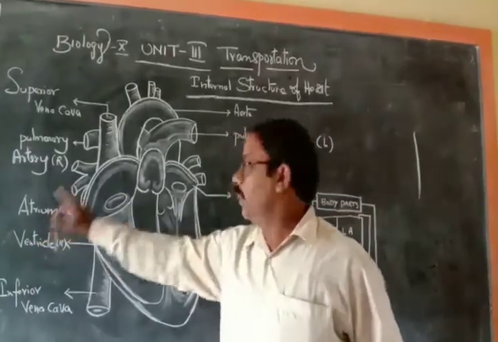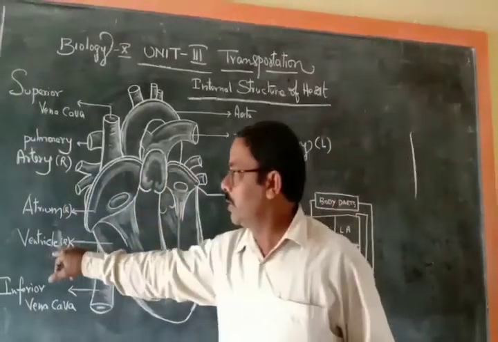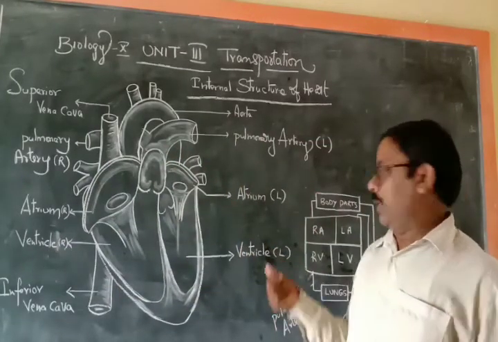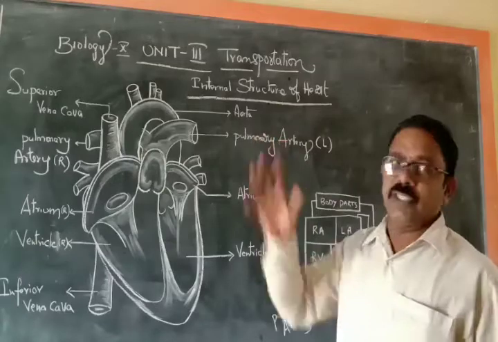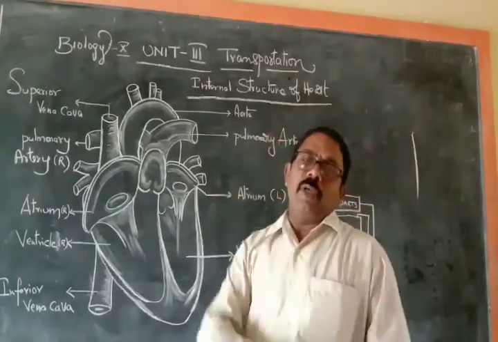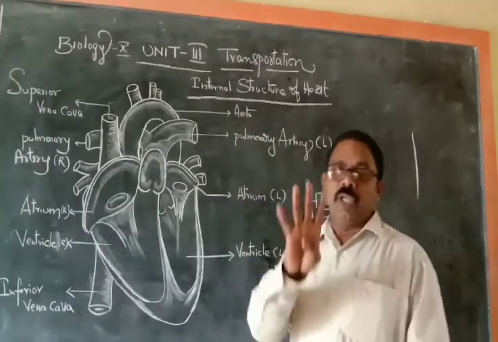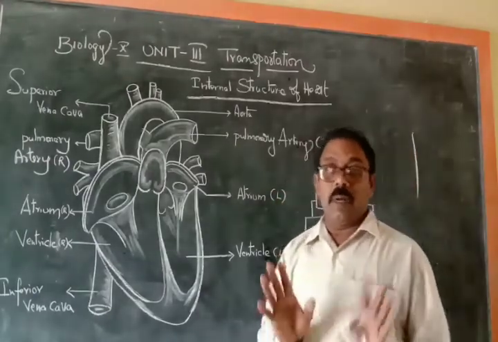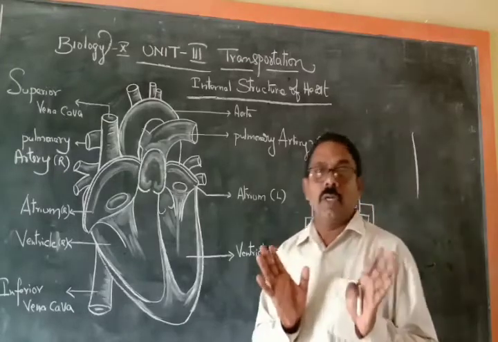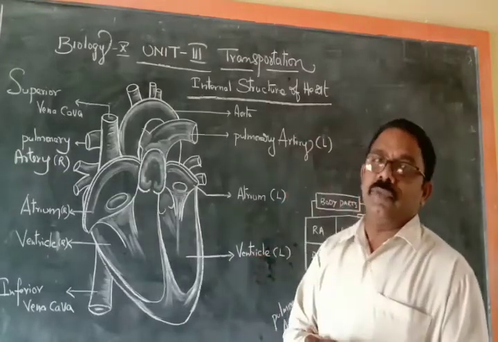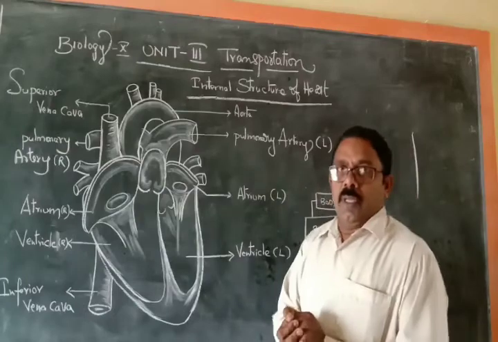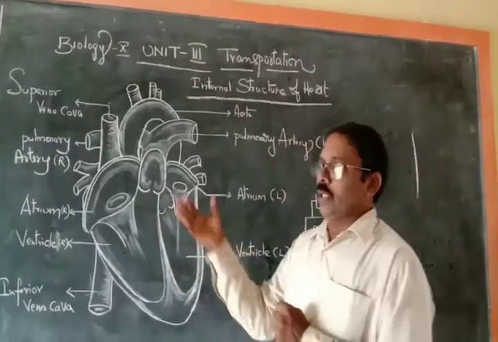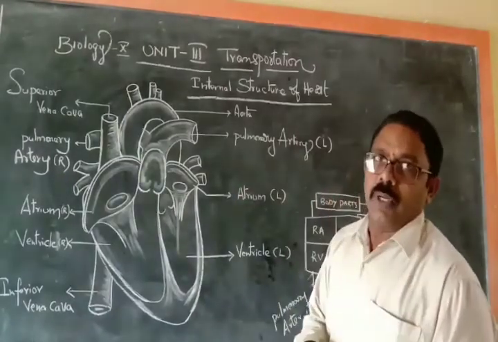This is the right atrium, this is the left atrium. This one is the right ventricle and this one is the left ventricle. L means left, R means right. So how many chambers are present in the heart? There are four chambers, but all the chambers are not equal in size. Already you read about the heart: it has four chambers.